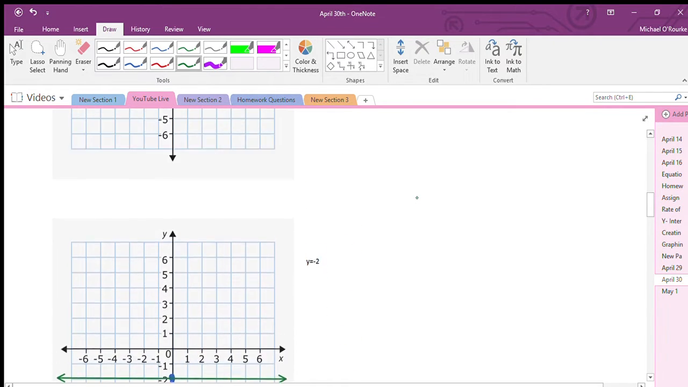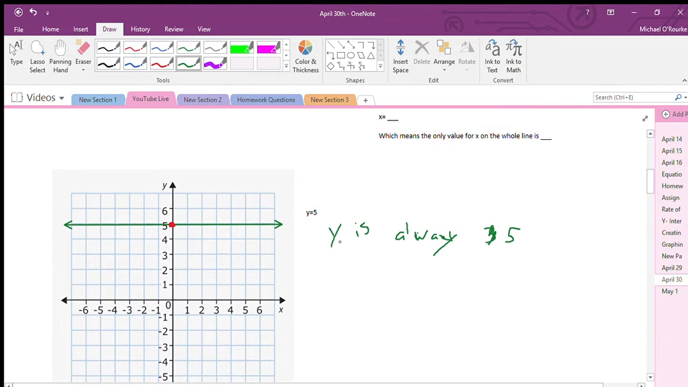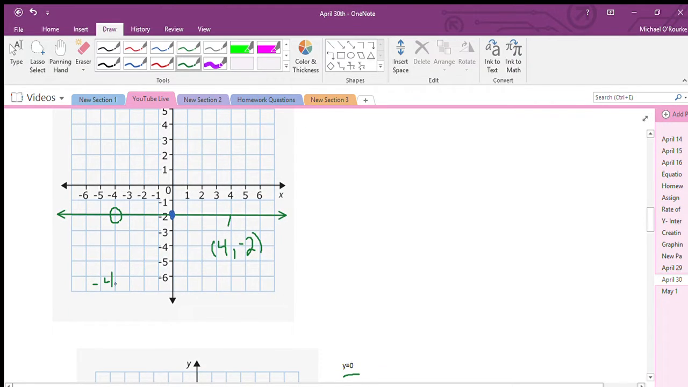So remember, all horizontal lines, it's y equals, which just means every y is that number. Every y along this line, no matter where I pick the point, this point, that'd be 4, -2. This point right here, -4, -2. This point here, -2, -2. So no matter where I am.